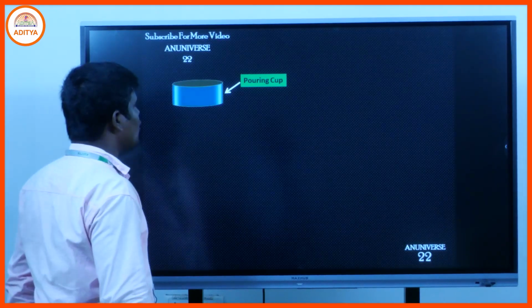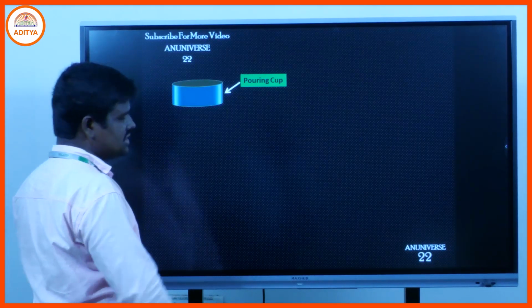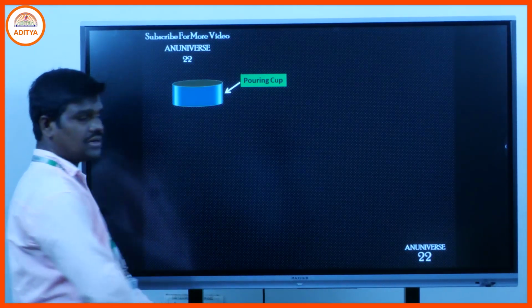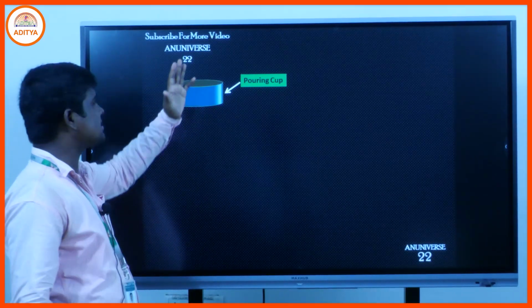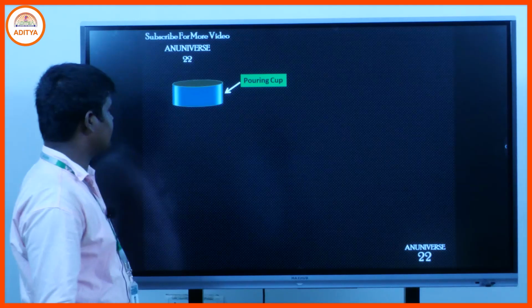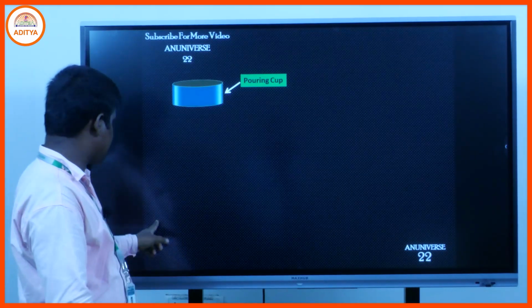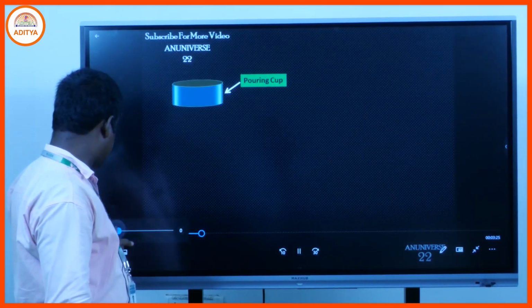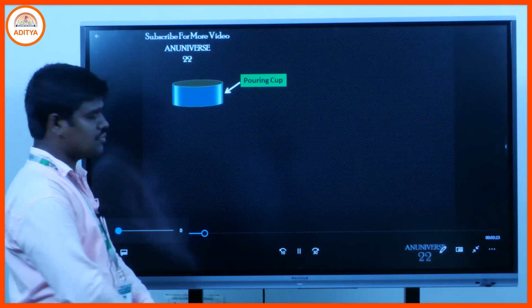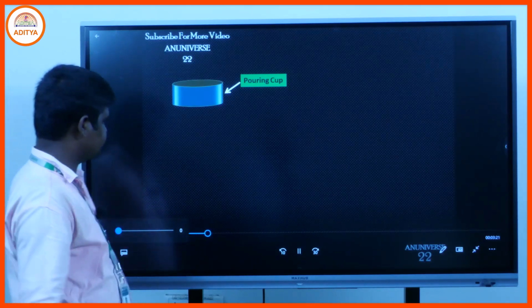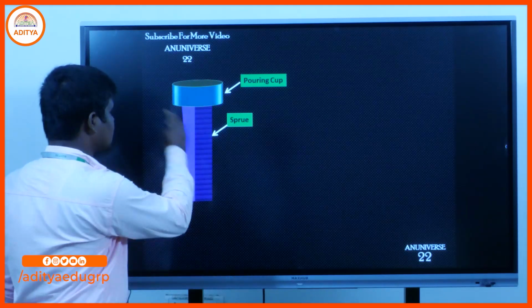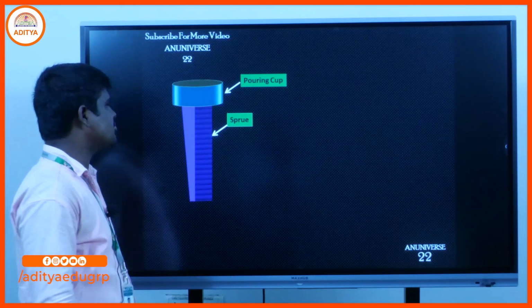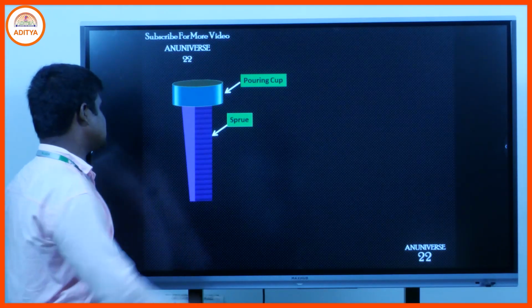The first part is the pouring cup, through which we pour the molten metal, taken from the ladle. That is the pouring cup. That is the sprue, which is connected to the pouring basin, meaning the pouring cup. That is the vertical portion.